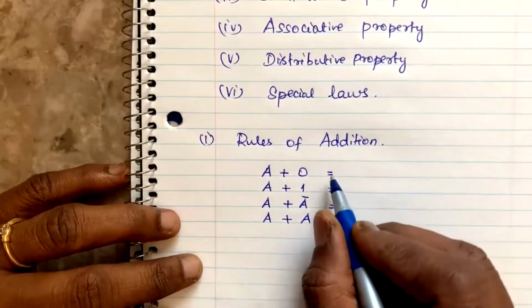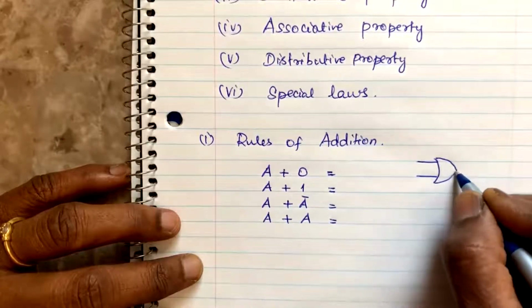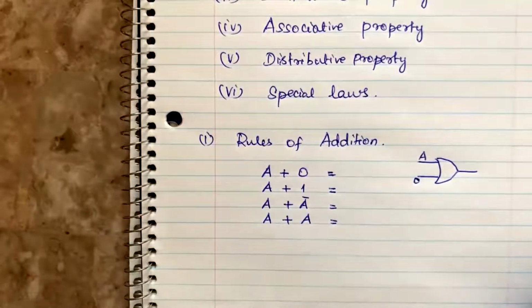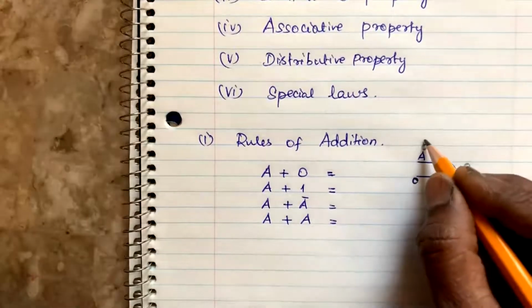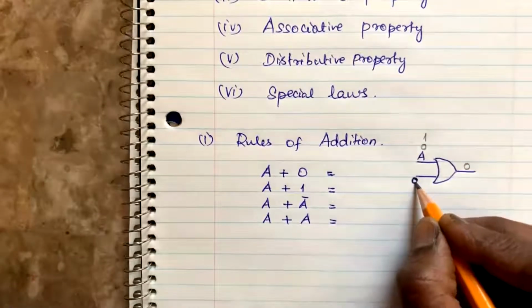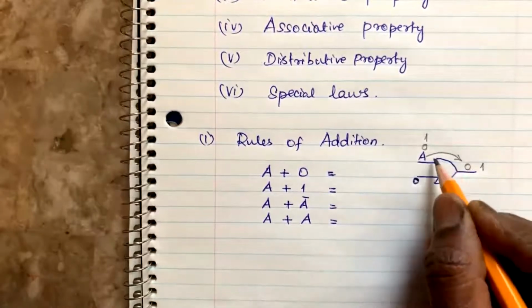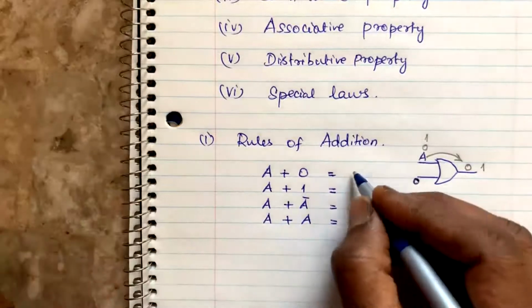Now, for getting the output for a plus 0, consider an OR gate, give a here and the other input is 0. One input is a, the other input is 0. Now consider a to be 0 first. 0 plus 0 is going to be what? 0, right? Now if a becomes a 1 but the other input is still 0, 1 plus 0 is what? 1. So the output is all the time following a, right? If a is a 0, output is a 0. If a is a 1, output is a 1. So we can write a plus 0 as a.